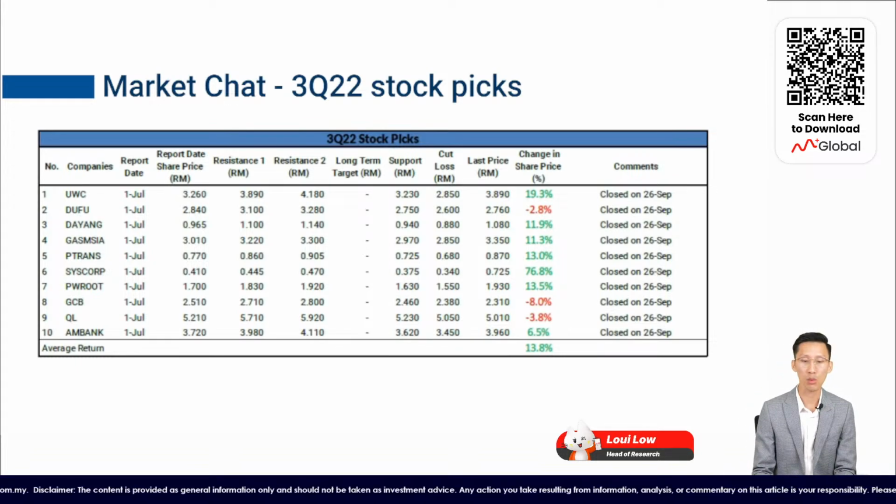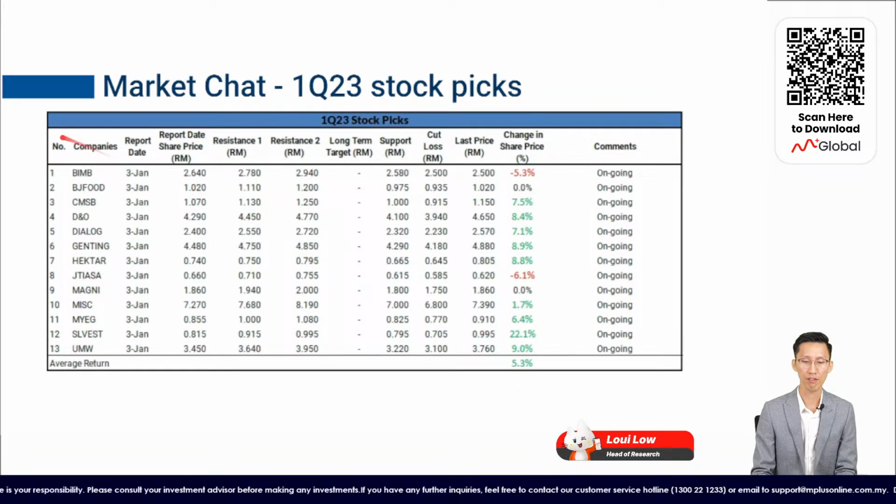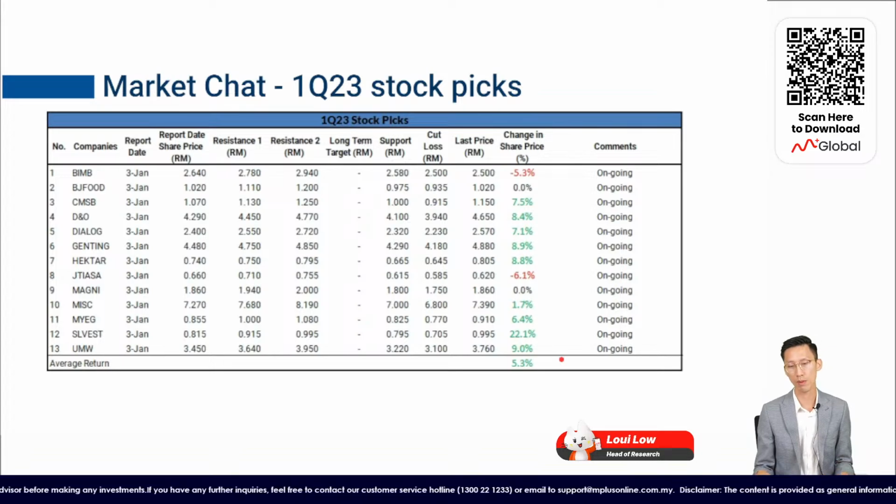During the third quarter of 2022, these are some of the stocks that we selected, and it gave us a very handsome return during that particular quarter. In the following quarter, we used the same methodology. As long as there is good growth and uptrend counters, we put them into the stock selection. For the fourth quarter, these are the 13 counters that we selected, and it gave us an average return of about 6.8%. And during the first quarter of 2023, these are the stocks that we selected, and it gave us returns of about 5.3%.